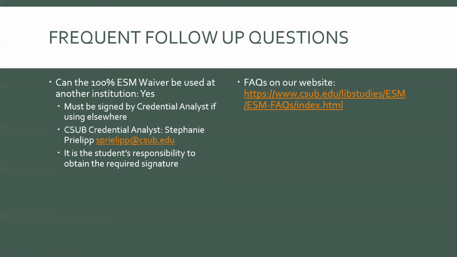If you're going to be going anywhere else, any other institution besides CSUB, you have to obtain the credential analyst signature. And that signature is from Stephanie Prelip, and there's her email address. And it is your guys' responsibility to contact her to get that signature. It's not something that we're going to do for you just because it's going to be too hard for us to keep track of who's doing what. So it's really important to know that if you need to do that extra step, that you're getting it done. And believe me, your institution that you're applying to credential will remind you that you need that additional signature.